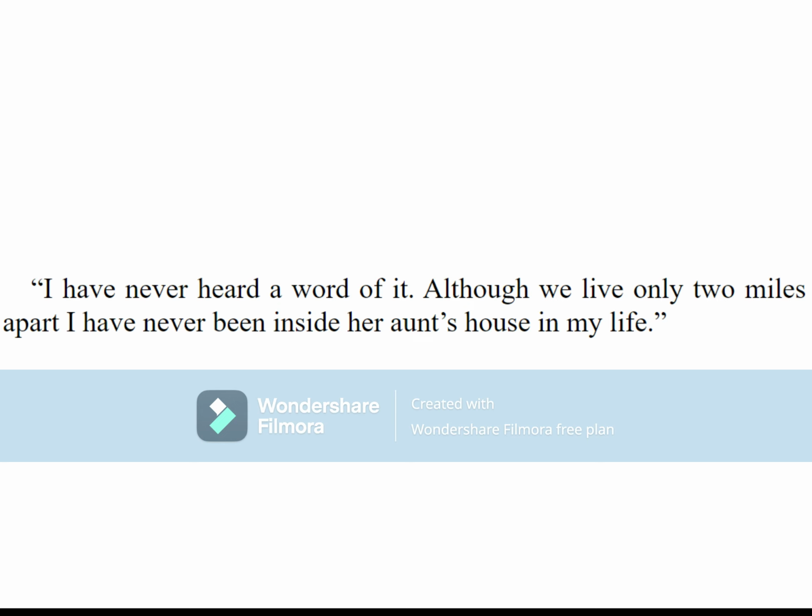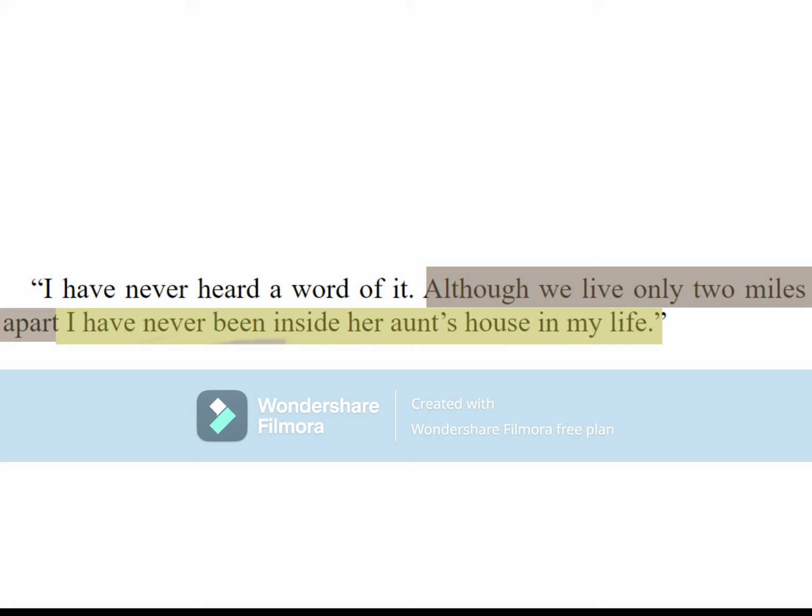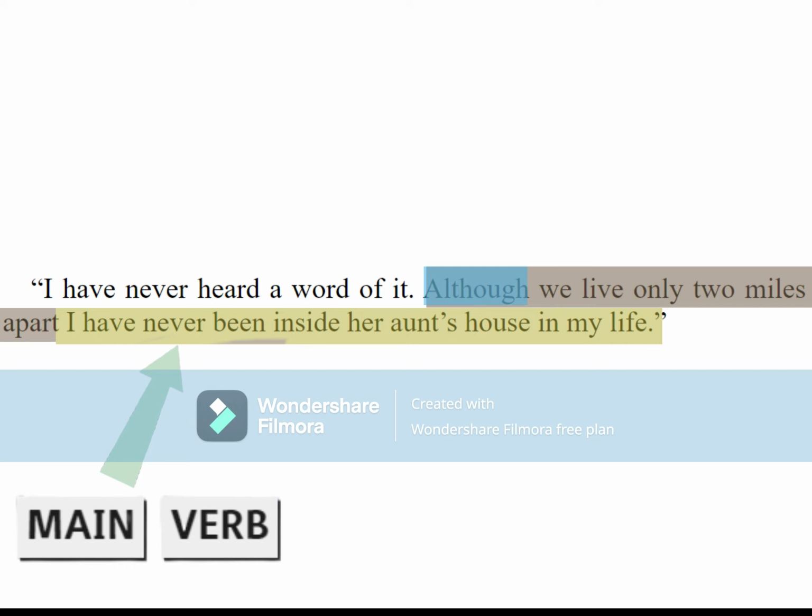Our next sentence is, although we live only 2 miles apart, I have never been inside her aunt's house in my life. Our adverbial clause is, although we live only 2 miles apart. And our main clause is, I have never been inside her aunt's house in my life. Although is our subordinator in this sentence, and although is a subordinating conjunction.